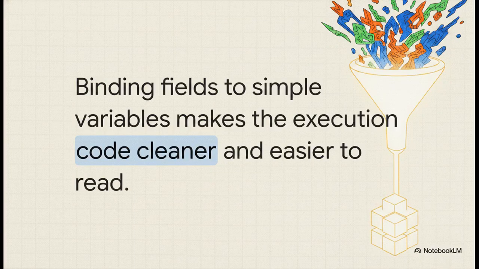Now, the practical payoff here is absolutely massive. By binding input path to the simple variable path and output format to fmt right up front, the execution code that follows just becomes significantly cleaner. You don't have to repeatedly call those clunky getter functions every single time you want to use the data. The logic of your program actually shines through because all that syntactic noise has been stripped away. What you really want to take away from this is that a tiny, upfront change in how you declare your variables leads to cascading readability improvements throughout your entire function.